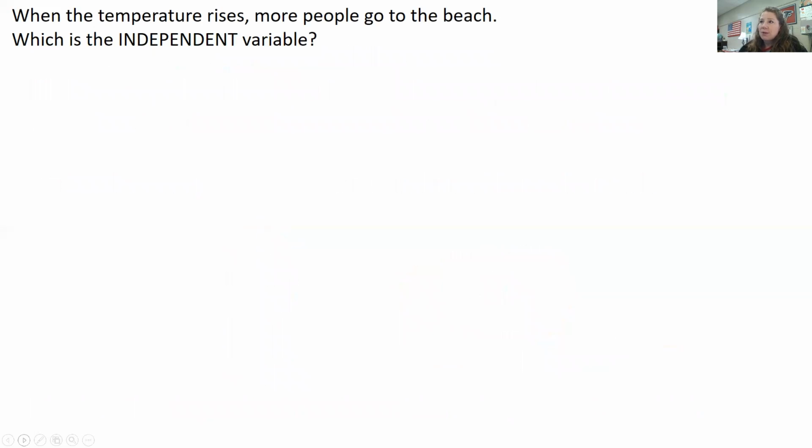All right, when the temperature rises, more people go to the beach. So, which is the independent variable? Well, the temperature, it could be 50 degrees, it could be 70, it could be 90, it could be 100. So the temperature is rising, right? It could be all kinds of different numbers. However, the more it increases, what happens to the number of people at the beach? It is affected by the temperature. So the independent variable in this scenario is the temperature. The temperature can be any degrees. The people going to the beach depends on the temperature.